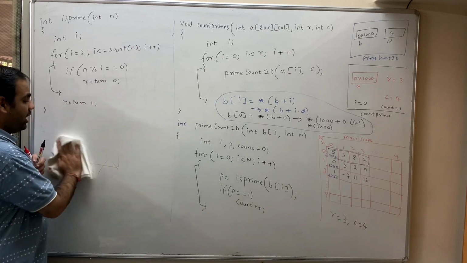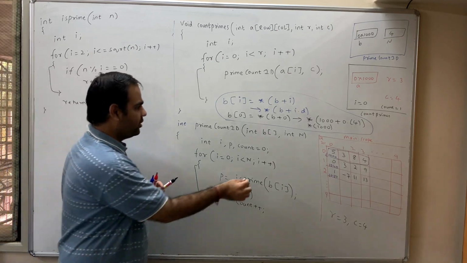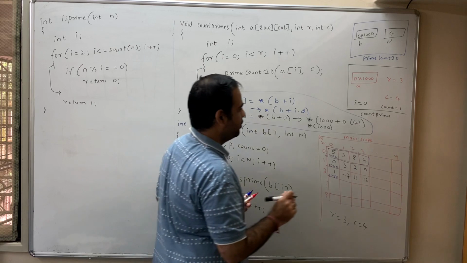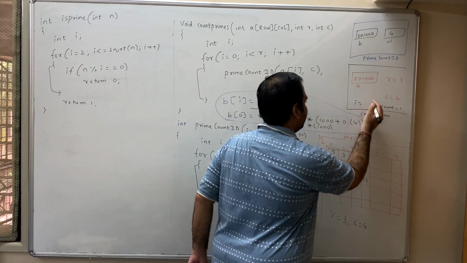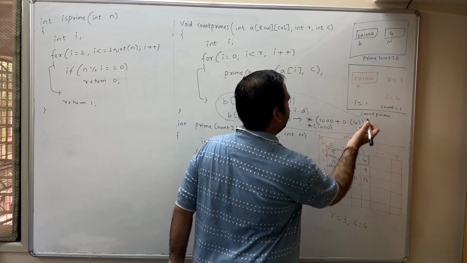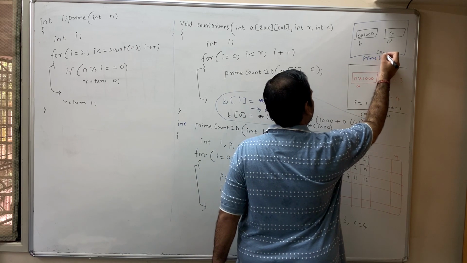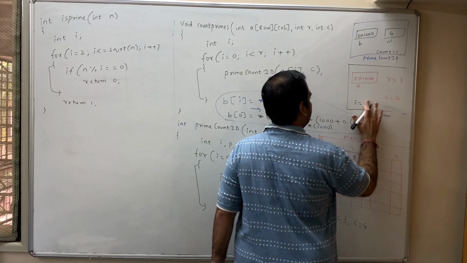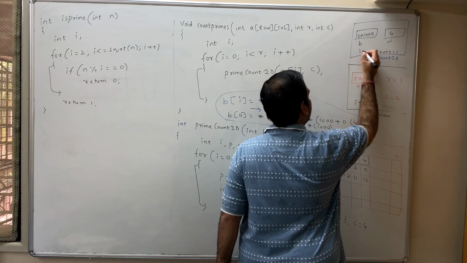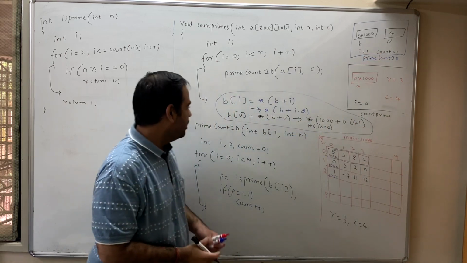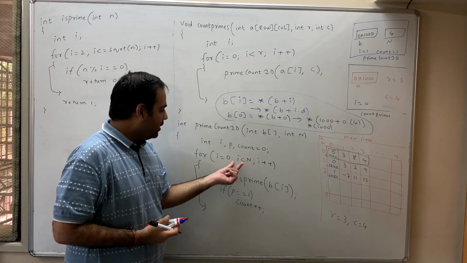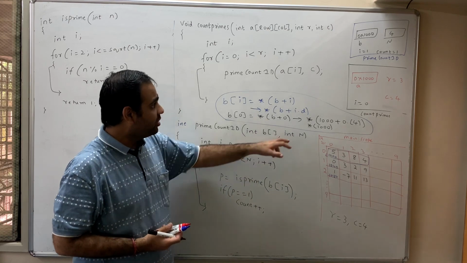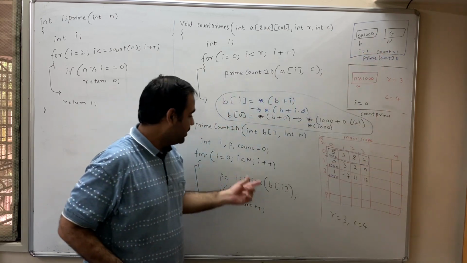Is that okay? Now, again you say I plus plus. We are in the prime count scope, so the value of count will become 1 here. Here there is no count. And I say I plus plus, the value of I will become 1, because we are in the prime count function. Now, 1 less than n. What is the value of n over here? The value of n is 4. 1 less than 4, yes.